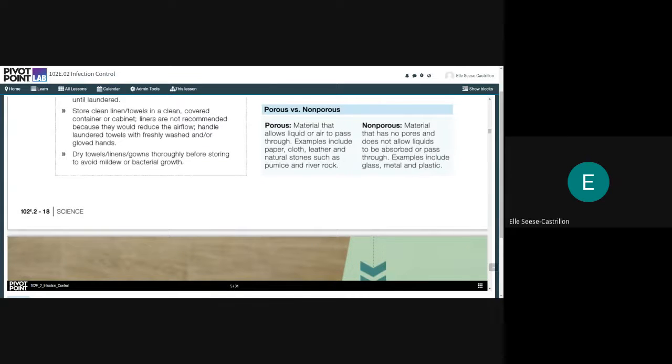So porous material allows liquid or air to pass through. Examples include paper, cloth, leather, and natural stones such as a pumice or a river rock. And non-porous material has no pores and does not allow liquids to be absorbed or pass through, such as glass, metal, and plastic.